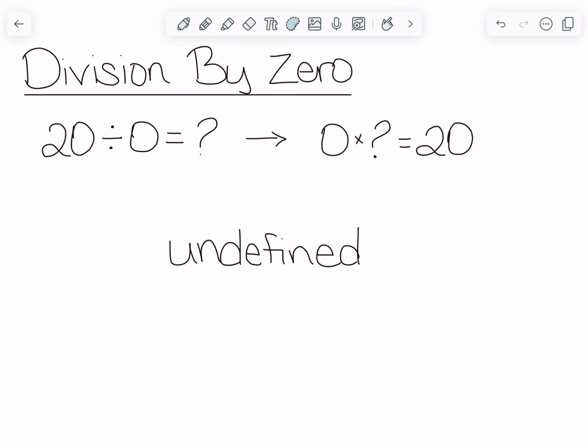And just like before, there's nothing special about this 20. I could put any number there. Anytime we divide by 0, this will be undefined for the same reason. We cannot multiply 0 by a number and get something that isn't 0.